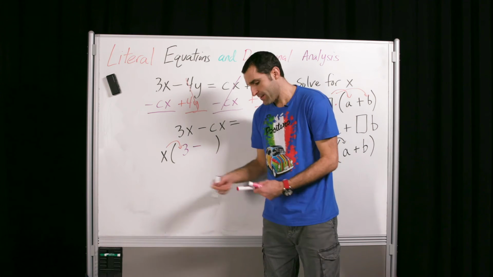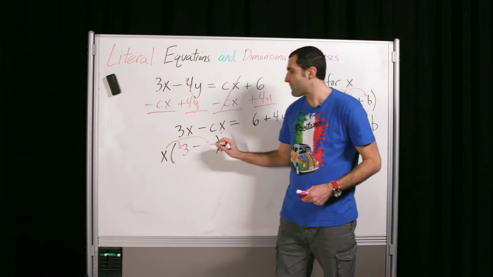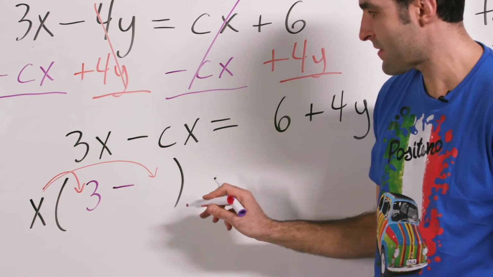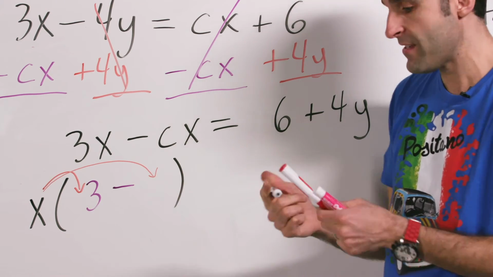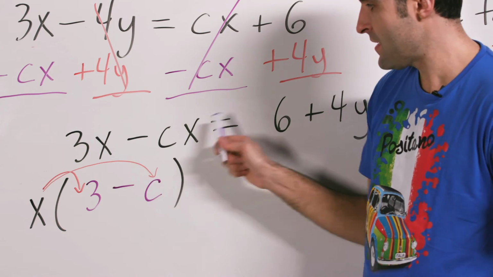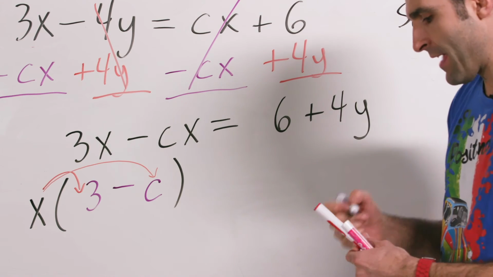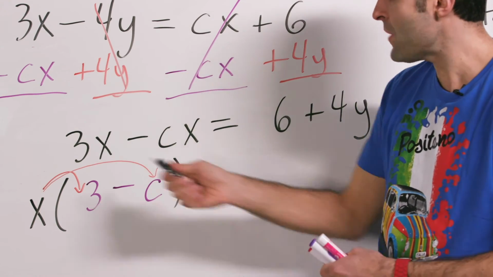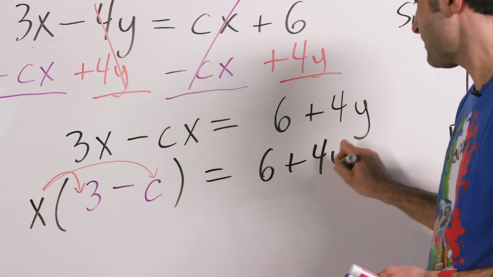Minus x, bring the red back. X times what is negative cx, or minus cx? X times what is cx with a minus? None other than c. Look at it after the fact. What is x times negative c? Negative cx, right? We can change the order using the commutative property. And then we continue on with the problem, and notice now we've reduced our 2 instances of x down to 1, equals 6 plus 4y.